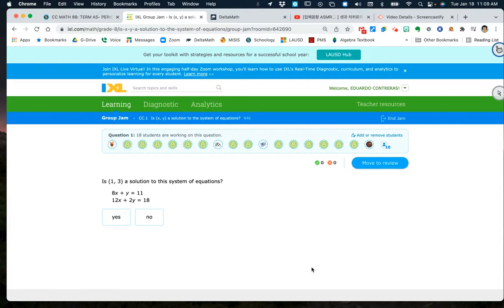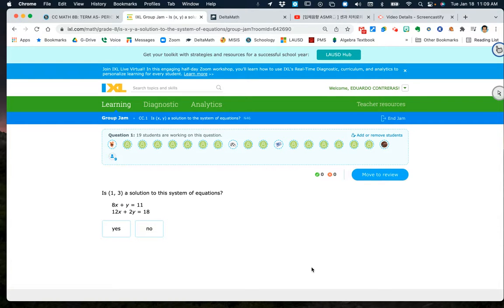Okay, so this video is about today's assignment, which is determining if an XY ordered pair is a solution to a system of equations. A system of equations, or a system of linear equations, is when you have two or more linear equations. We're going to look at a pair of linear equations, and we're going to determine if the ordered pair they're giving us is the solution to this.